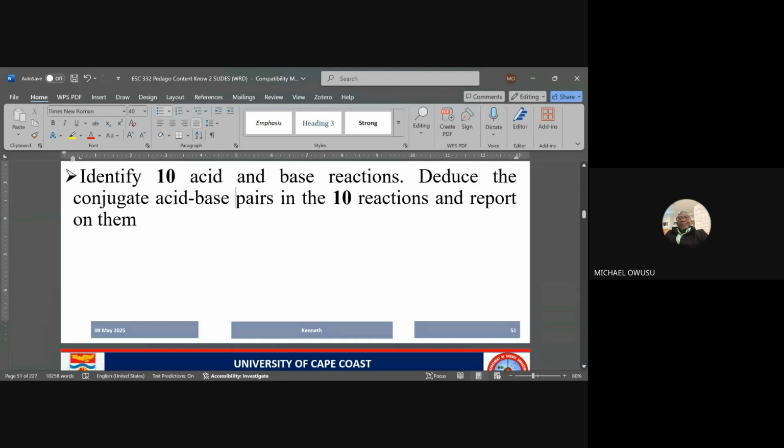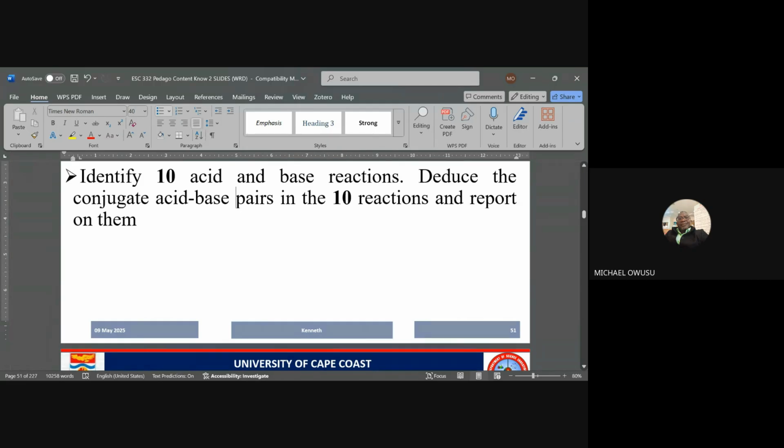So let's read it, and then someone should help read. Identify 10 acid and base reactions. Deduce the conjugate acid-base pairs in the 10 reactions and report on them. You see, when we talk of report on them, first of all, you identify acid-base reactions. That means you write the equation like we have up there. Then after that, you underline them like what I have done there. Acid 1, base 1, acid 2, base 2. That means acid 1 has this conjugate base here. Acid 2 has this conjugate base there.